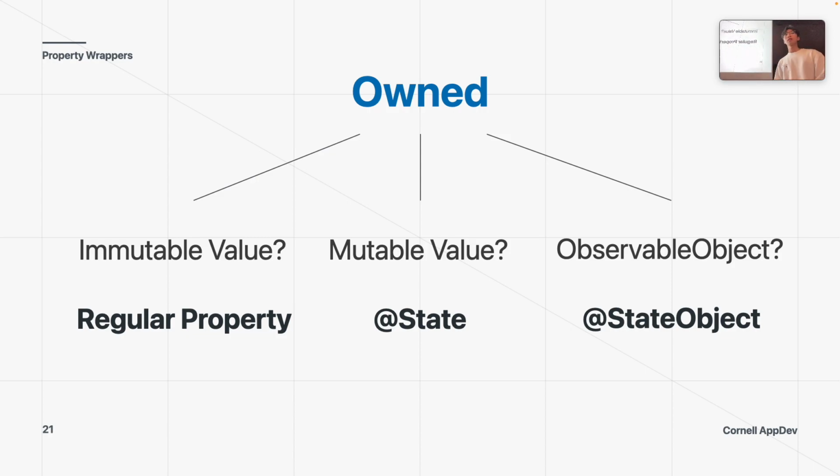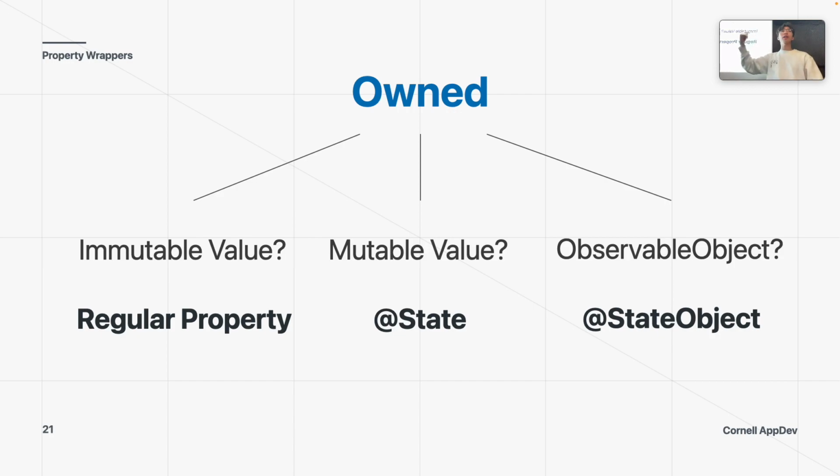Ints, doubles, floats, those are just regular properties. You don't need any property wrappers for them. But if you want to change it, remember, these are structs. So if you want to change it, and if you own it, you would use @State. But this only works for mutable values, in other words, value types.